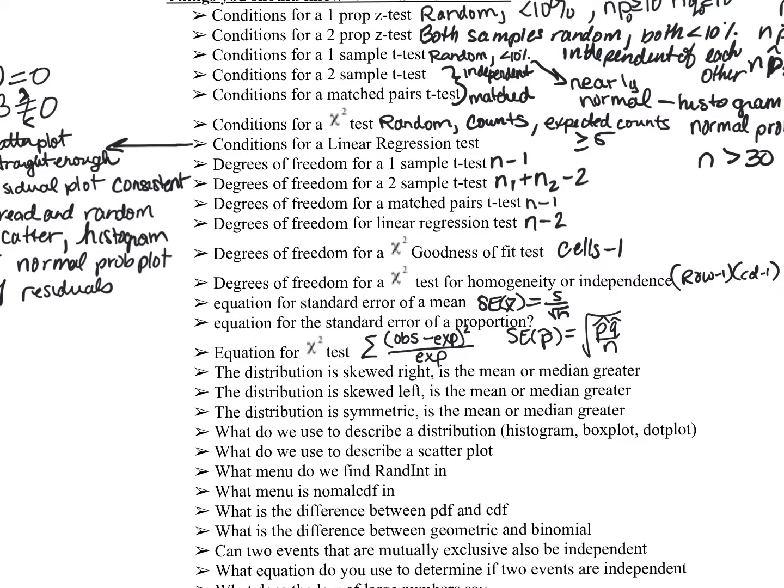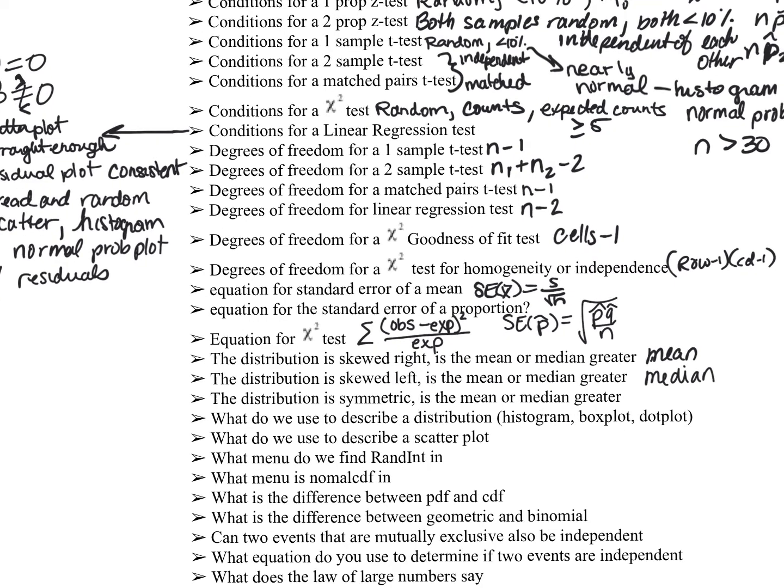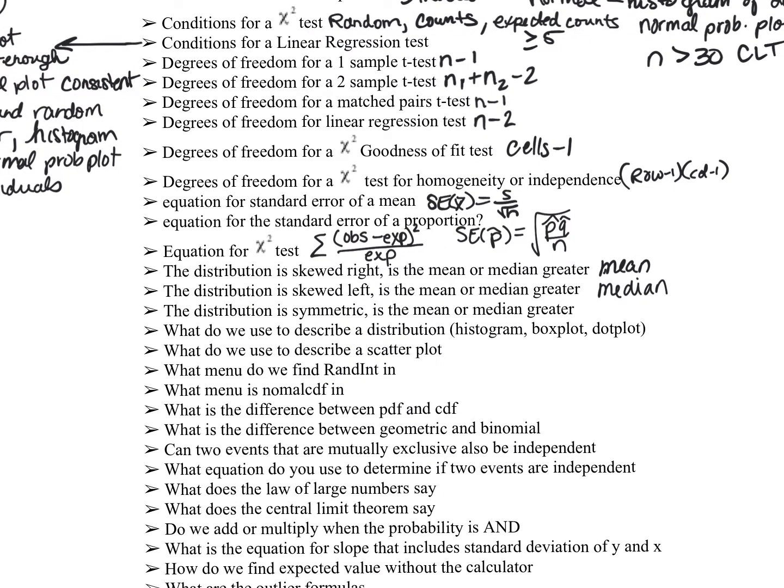The distribution is skewed right. Is the mean or the median greater? The mean. What's another way for them to say skewed right? Good, positively skewed. So if the distribution is skewed left, the median is greater. If the distribution is symmetric, the mean and the median are about the same.